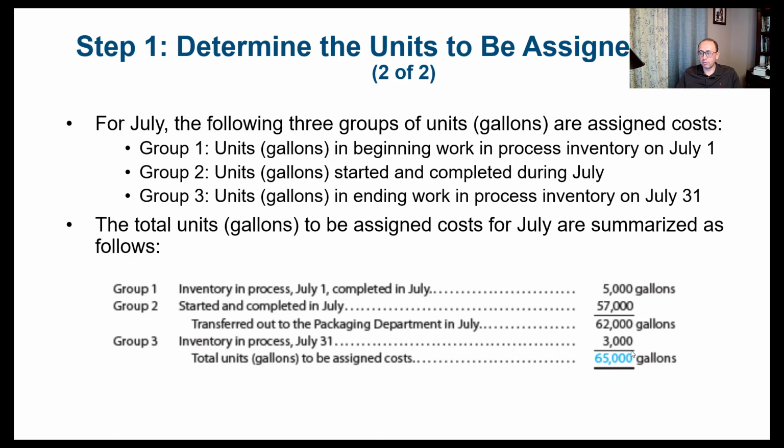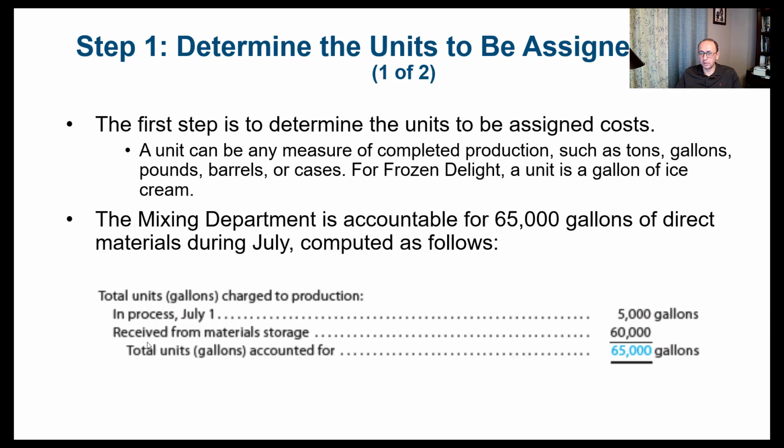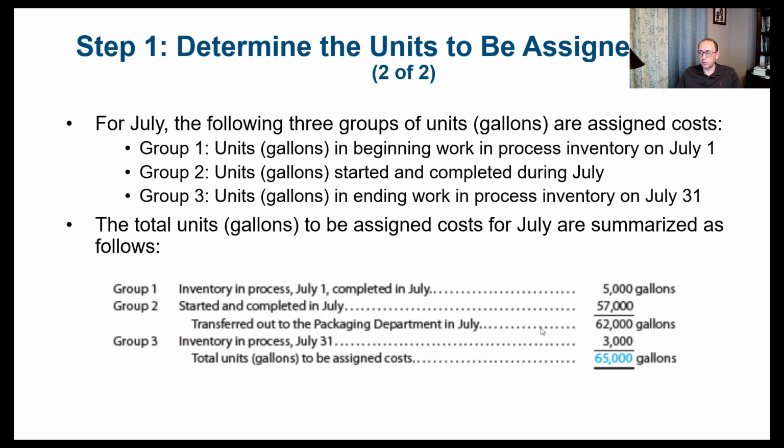That would leave us with 3,000 out of the 60. Remember, the 60, now we have 57. I'll go back here to remind you. The material received from storage was 60. 57 were completed and transferred to the next department, which is the packaging department. So that made it 62,000 gallons transferred to the packaging department. And 3,000 are still in process. They're going to be completed in August. So the total units of gallons to be assigned cost are 65. Again, 5 from the beginning, 57 were completed, 3 are still remaining, so that would make a total of 65.